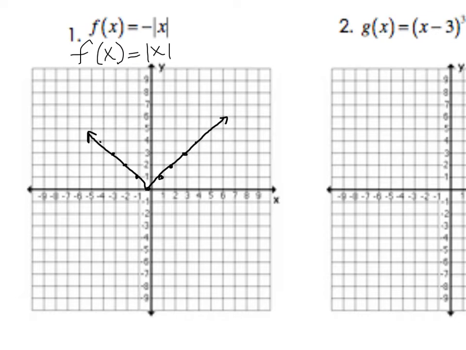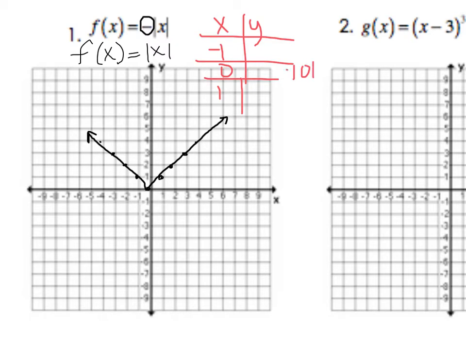Now what makes this a level 3 skill is this negative out in front here. So let's see what that does. So let's go ahead and make a T-chart and see what that does to our graph. So I'm going to pick my favorite points, 0, -1, and 1, and see what happens. So if I put in 0, the absolute value of 0 is 0, and I really can't have a -0, so that's still 0. If I put in -1, so I'm going to have negative absolute value of -1.